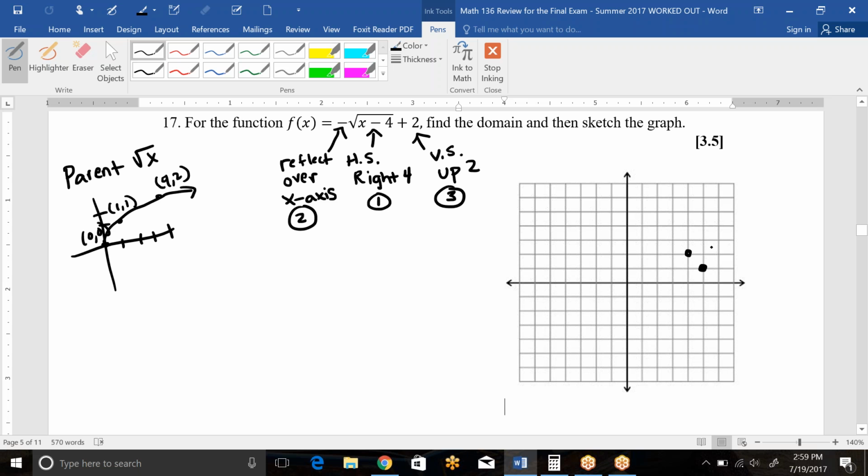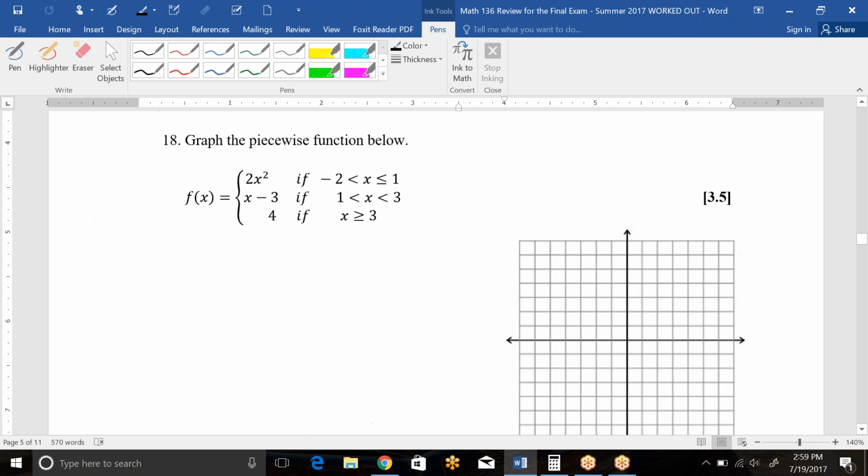So we need to go right 1, 2, 3, 4, reflect it down over the x-axis down to -2, and then up 2. So it ends up being right on the x-axis at the next tick mark. So this is now an upside down version of this parent that's been shifted right 4 and up 2 as well. So that would be my sketch.